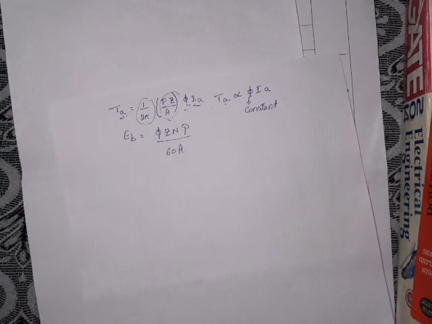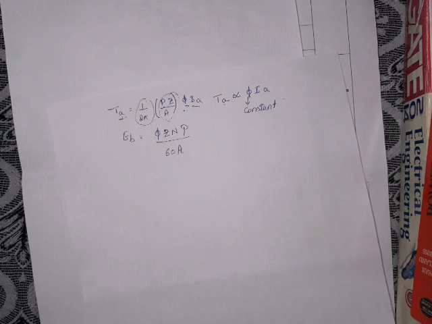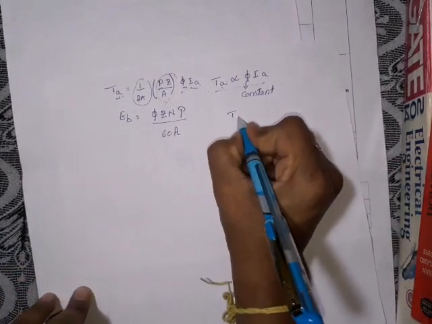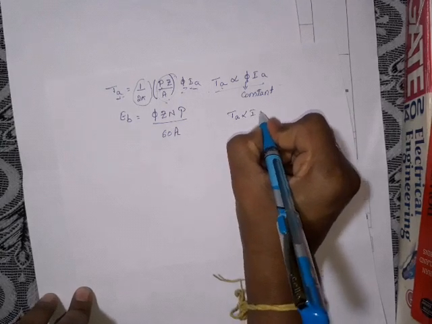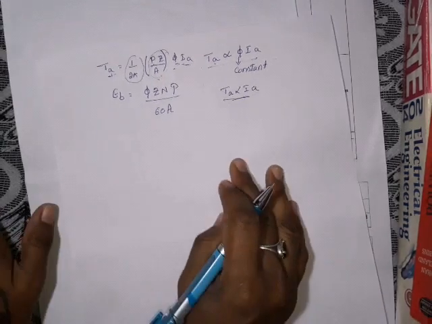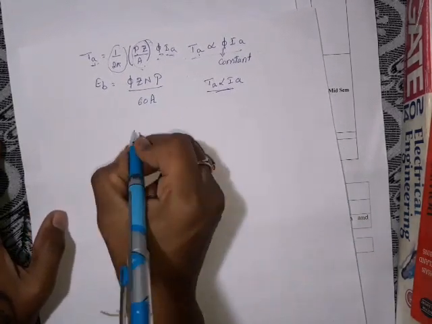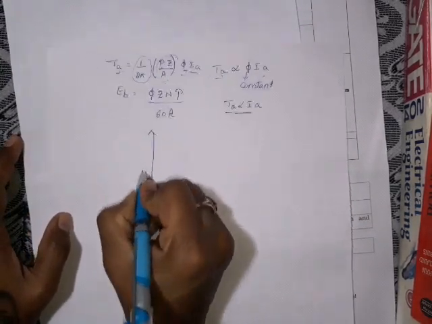So what can we conclude from this? For both the separately excited DC machine and the shunt DC machine, the flux is constant. So flux is variable only in the case of the series machine. Now the equation can be changed as TA is directly proportional to IA. Let us plot the graph.